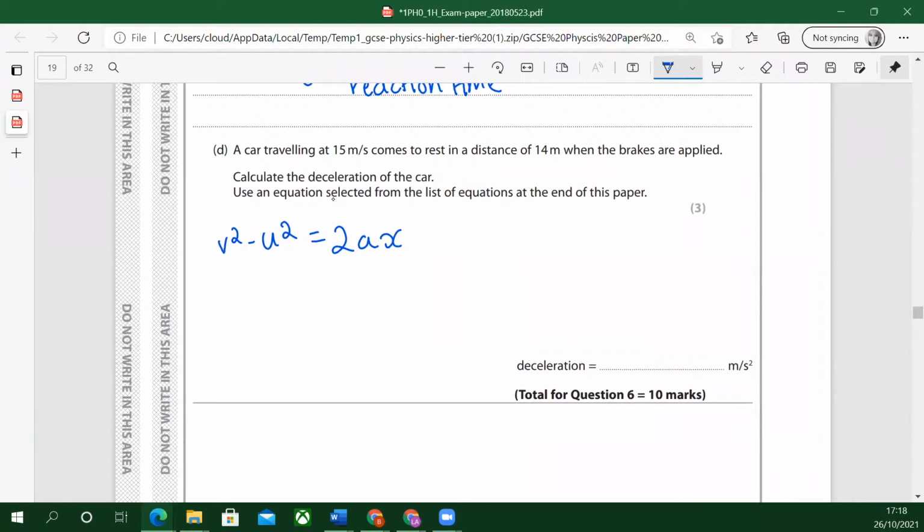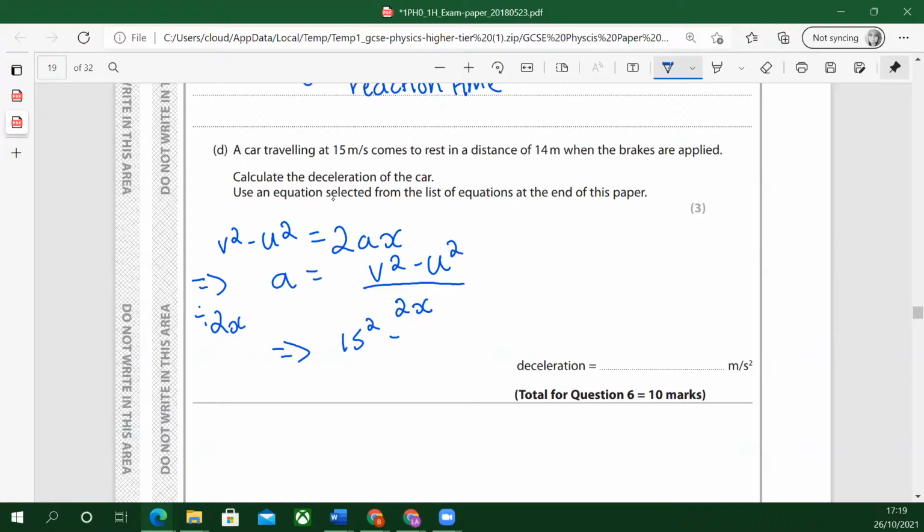If the numbers are together, that means they're times. So we want to calculate deceleration. Acceleration and deceleration are actually the same thing. Deceleration is negative. So we need to rearrange to make a the subject. All we do is divide both sides by 2x. So we get a on its own: a equals v squared minus u squared, over 2x.